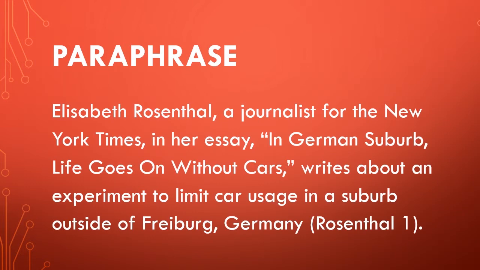So again, we're going to look at the same thing, except it's a paraphrase now. Elizabeth Rosenthal, who's our author, a journalist for the New York Times. Actually, she might be New York Magazine. Anyway, in her essay "In German Suburb, Life Goes On Without Cars," she writes, and here, instead of going into a quote, we are going into a paraphrase, about an experiment to limit car usage in a suburb outside of Freiburg, Germany. So all the things around it are the same, except in the middle, we don't have a quote, we have a paraphrase. Okay? It's going to look really similar on paper.